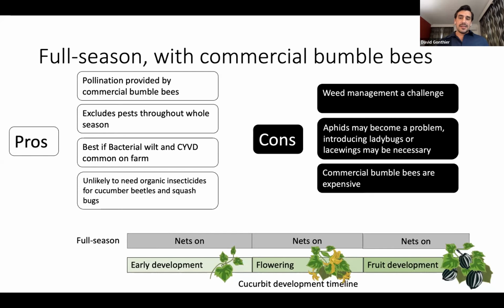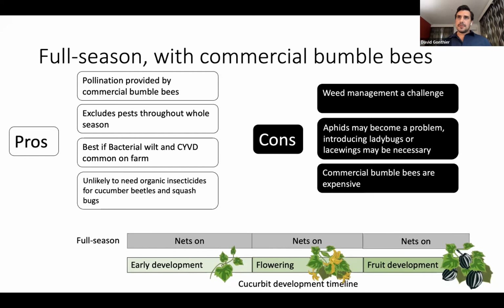It's also great because you're unlikely to have to really spray for any of these pests using this system. But some of the challenges here are really that you're going to be excluding everything for that whole time. So you really have to have an advanced weed management strategy. Something like landscape fabric might be a better avenue here.